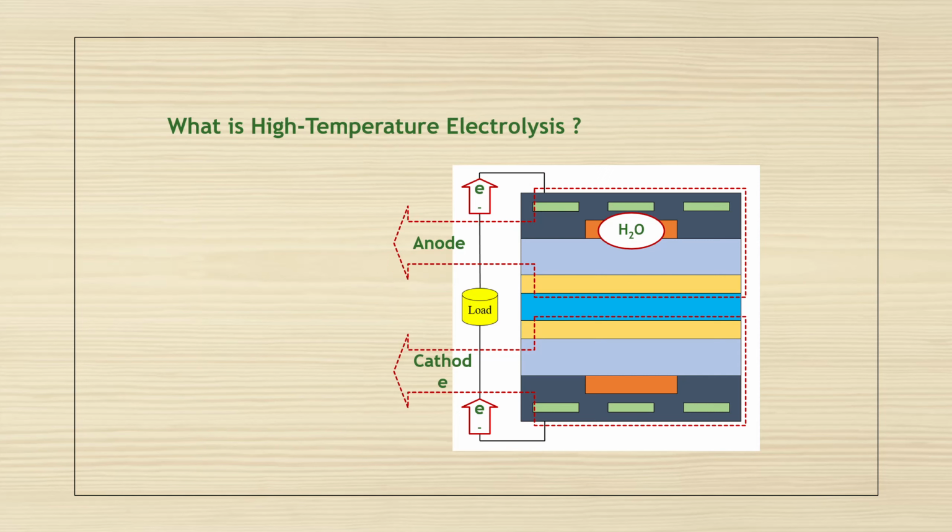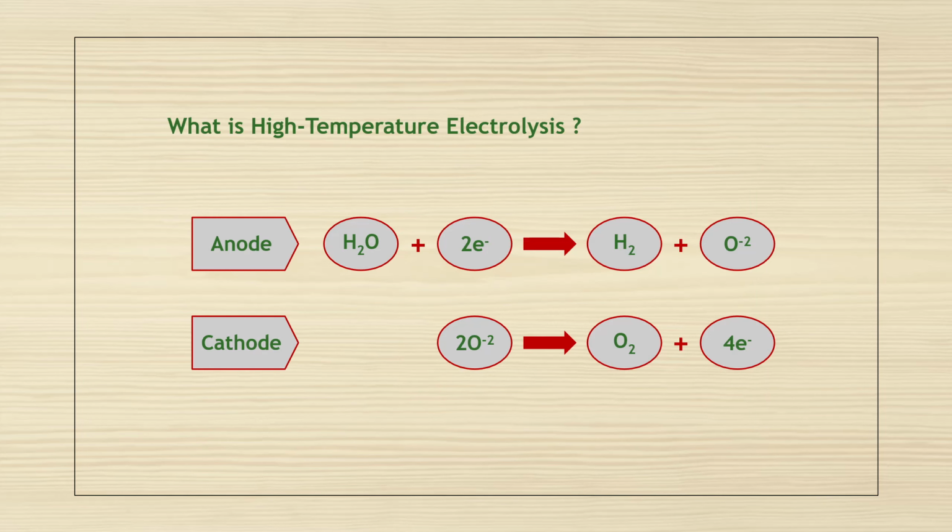Water flows in the channel on the anode side. Also, since electrolyzers are power-consuming devices, electrons are supplied from the anode collector side through an external electrical circuit. In high-temperature electrolysis, 2 electrochemical reactions occur in the anode and cathode catalyst layers.